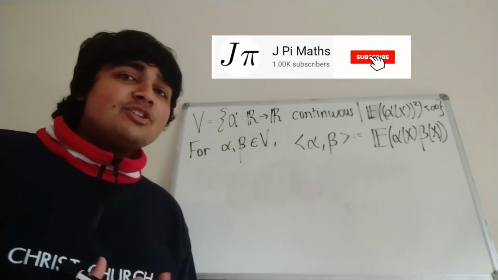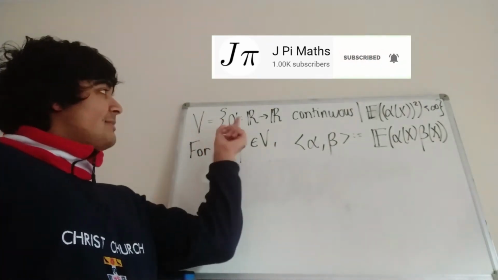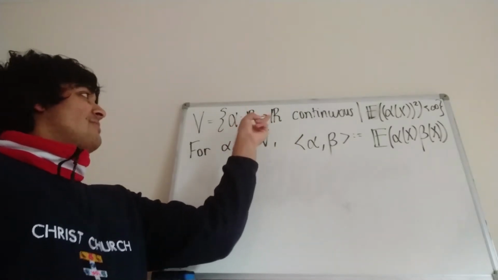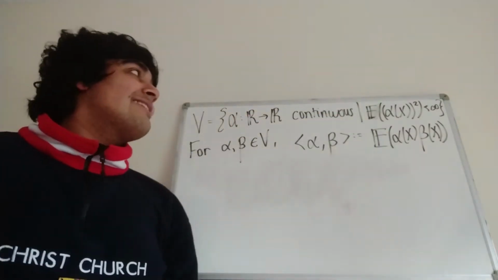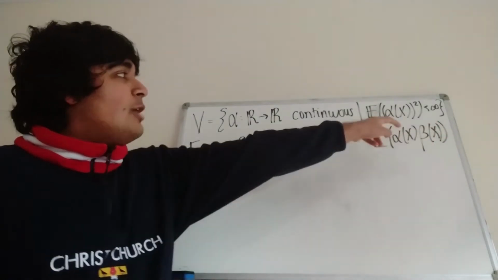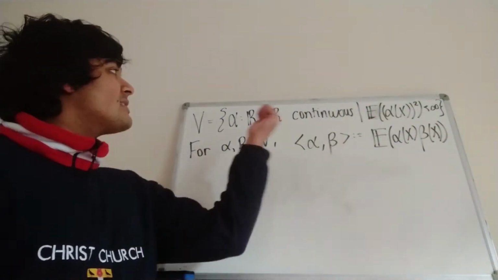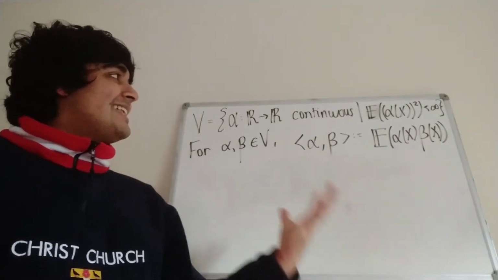Okay, so the first thing I'm going to do is introduce a new set V, which is the set of functions from the reals to the reals which are continuous. So the set of alphas from the reals to the reals which are continuous, such that the expected value of alpha(X) all squared is finite. In other words, the expectation of the square of alpha(X) is finite.